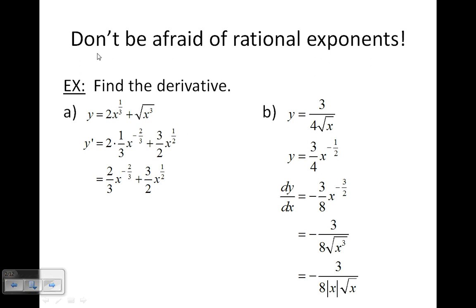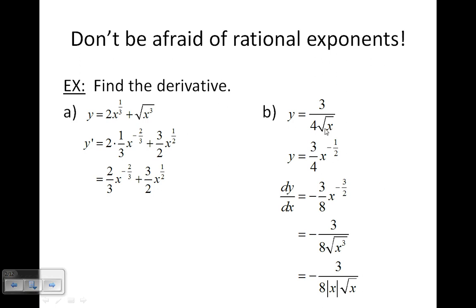When you're looking at the equation and the exponent is 1/3, you can still use the power rule. It doesn't have to be an integer. This one over here has the square root of x cubed. I could rewrite that as x to the 3/2 and once again use the power rule. So with the power rule, the 1/3 comes down, and I subtract 1 from the exponent. I get negative 2/3. And for the other term, keeping in mind it's x to the 3/2, the 3/2 comes down, and then subtract 1 from 3/2, I get 1/2. And that's basically my answer.